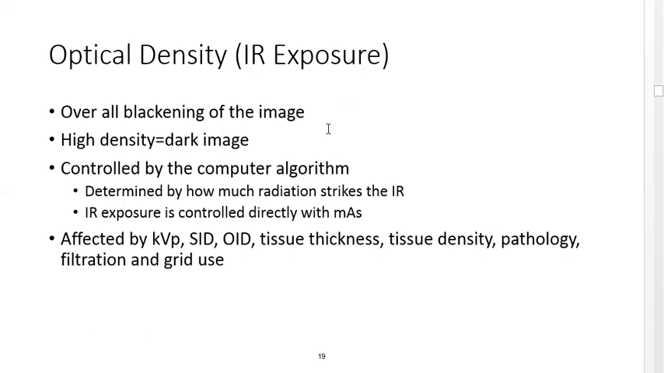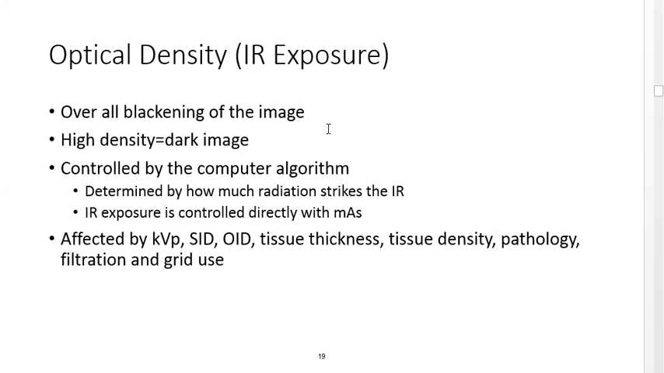Optical density. We used to just use optical density to describe image receptor exposure. Optical density was synonymous with image receptor exposure. If you had too much density, then automatically you had too much exposure. With digital processing, that's really not the way optical density or image receptor exposure manifests itself anymore.